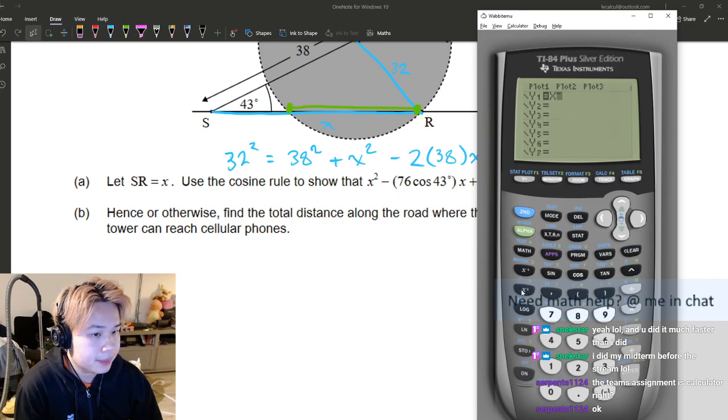So x squared minus 76 cosine 43 x plus 420.